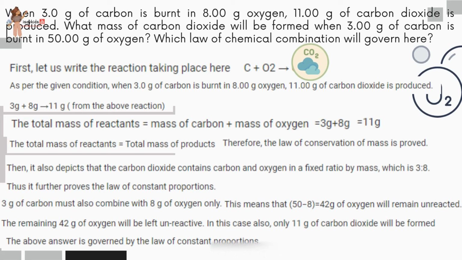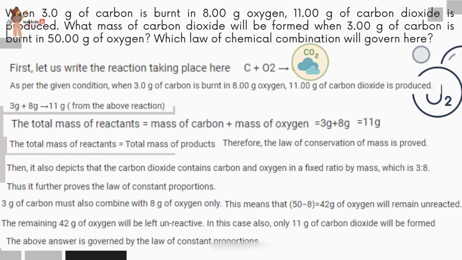We know that C plus O2 gives us CO2. As per the given condition, when 3 gram of carbon is burnt in 8 gram of oxygen, 11 gram of carbon dioxide is produced. So 3 gram plus 8 grams gives 11 grams. Total mass of reactants is mass of carbon plus mass of oxygen, which is 11 gram. Now total mass of reactants is equal to total mass of products. Therefore, the law of conservation of mass is proved.